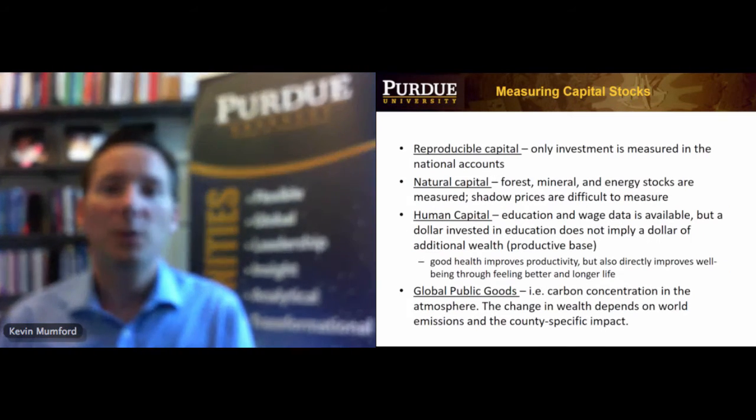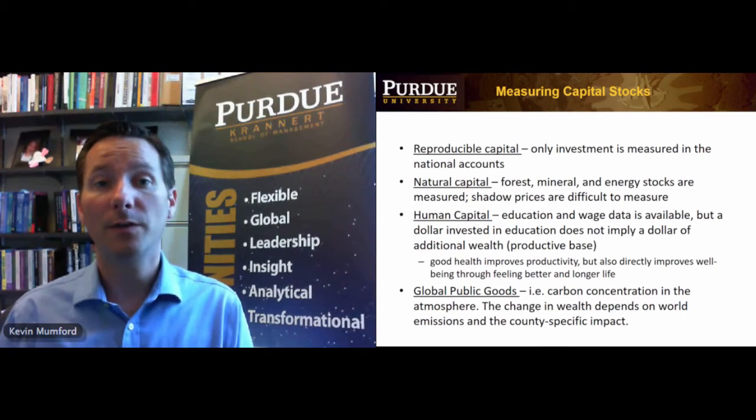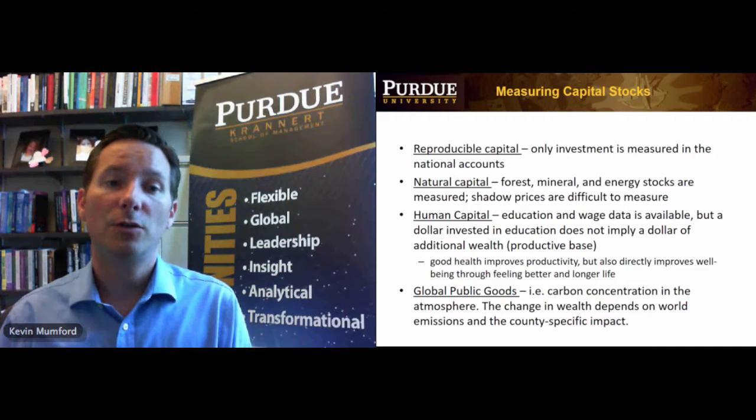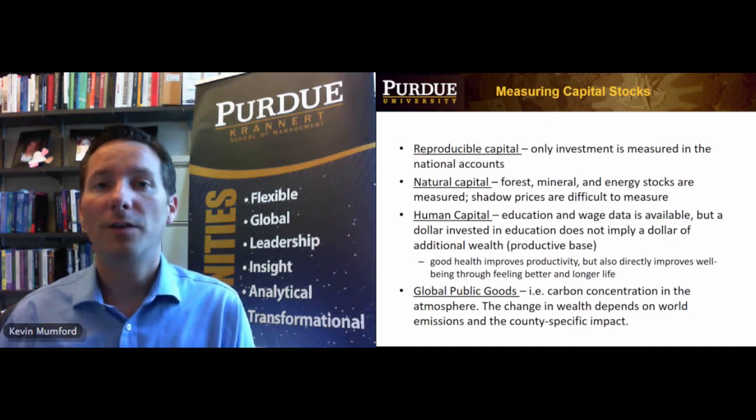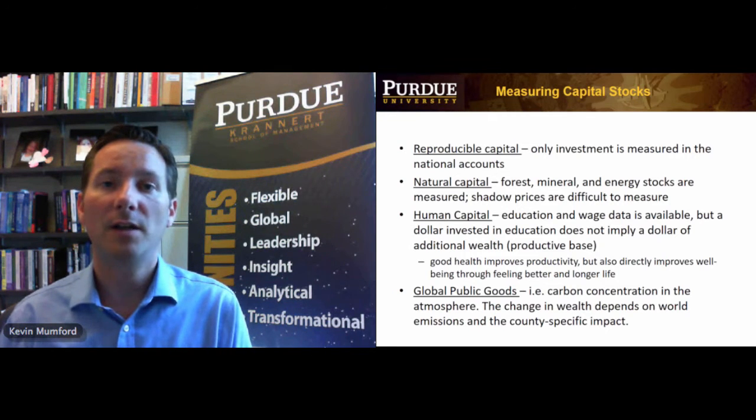So, when it comes to measuring national wealth, there's three main types of capital that I'm concerned about. The first is what I'm going to call reproducible capital. This is all the physical capital stock. It's like the machines and the buildings and the infrastructure, the roads, the ports, all of that stuff.